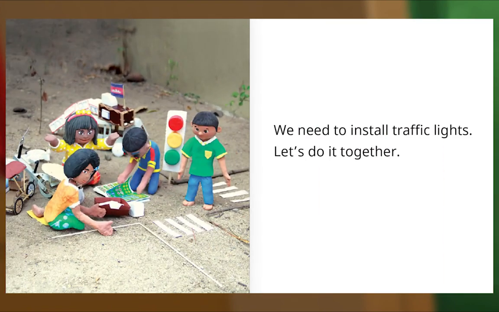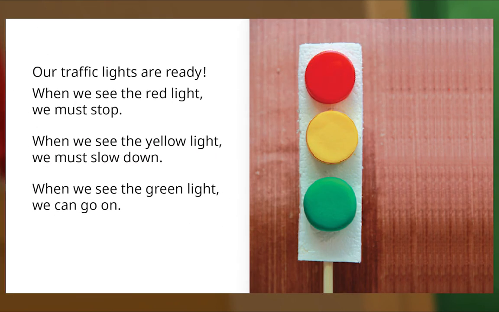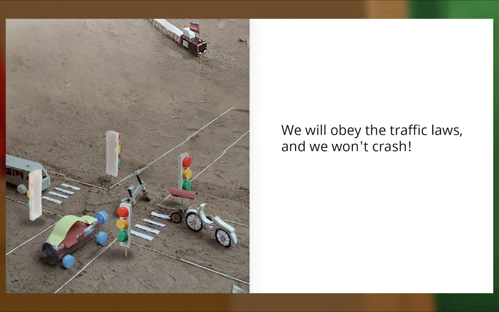We need to install traffic lights. Let's do it together. Our traffic lights are ready. When we see the red light, we must stop. When we see the yellow light, we must slow down. When we see the green light, we can go on. We will obey the traffic laws, and we won't crash. The end.